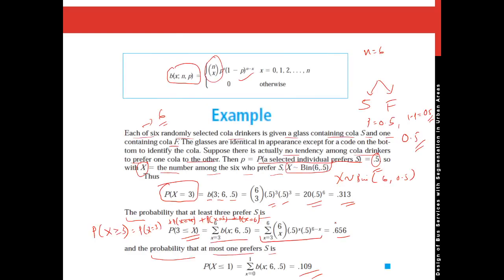For example, if we want to calculate P of X equal to 3 plus P of X equal to 4 plus P of X equal to 5 plus P of X equal to 6, this calculation will take time. So we will use a table. I have shared that table in your WhatsApp group. Next question we will do by using the binomial table.